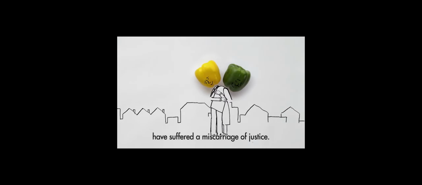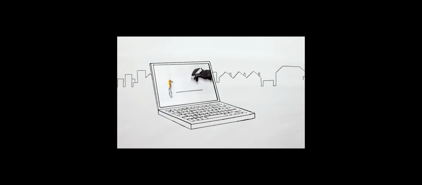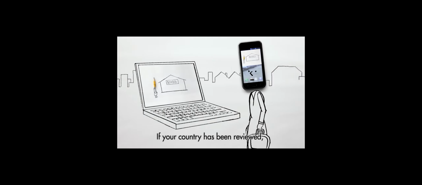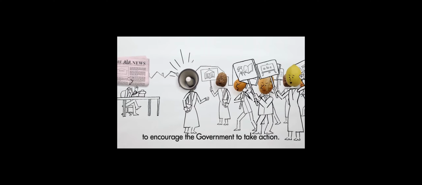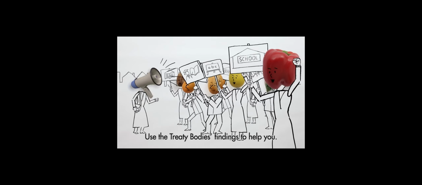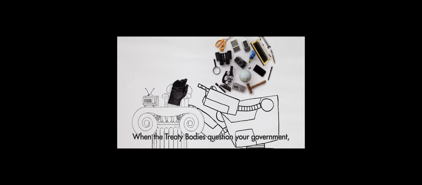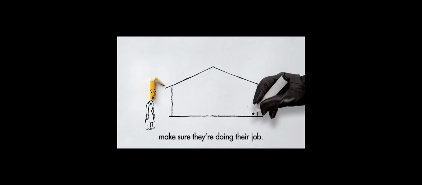Bodies also address cases where individuals have suffered a miscarriage of justice. The treaty bodies' recommendations are made public on the UN Human Rights Office website and social media feeds. If your country has been reviewed, you can use these recommendations to encourage the government to take action. You have the right to claim your rights. Use the treaty body's findings to help you. when the treaty bodies question your government about your rights, you can watch the session on this website. Hold your government to account. Make sure they're doing their job.